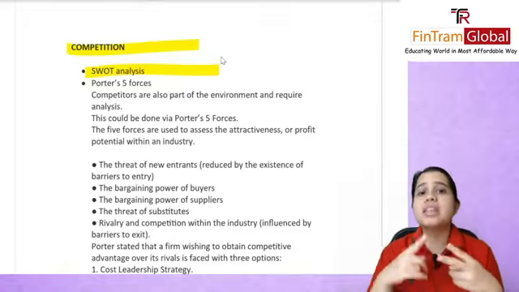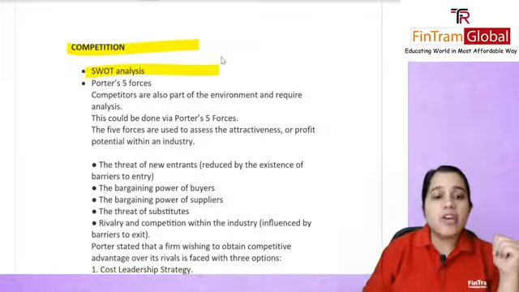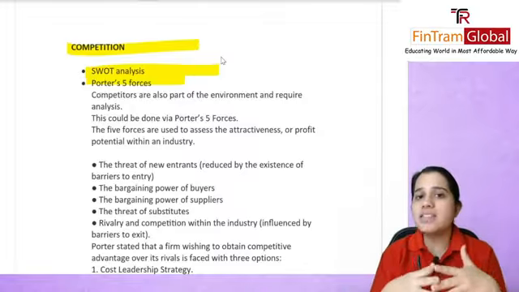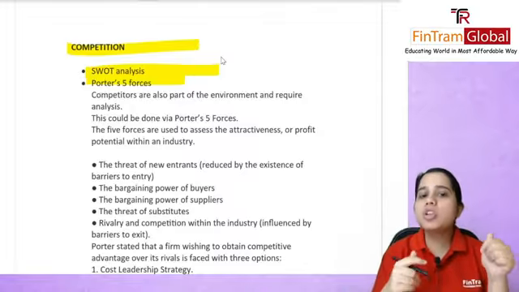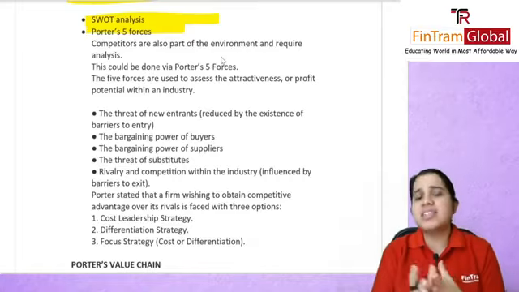What are the strengths, weaknesses, opportunities and threats for that company? Porter's 5 forces. Here, your competitors are also part of the environment and will require some analysis. This can be done by using your 5 forces. What were these 5 forces? Basically, you will see how attractive that industry is.